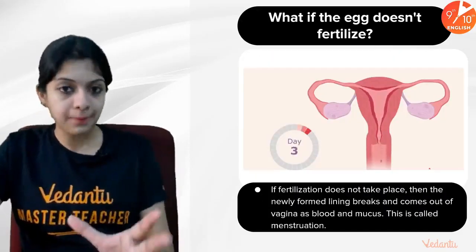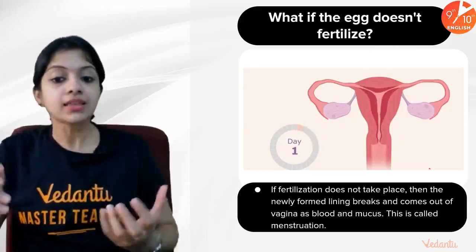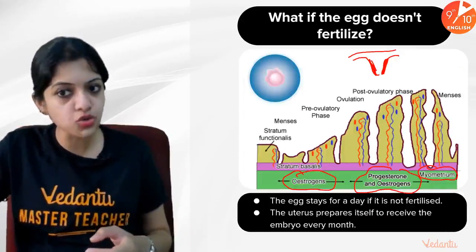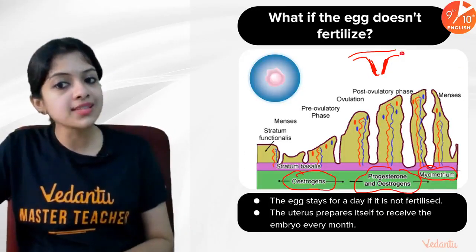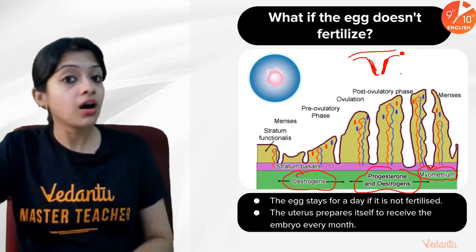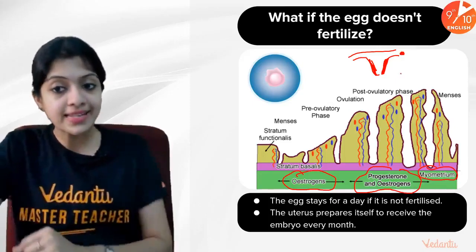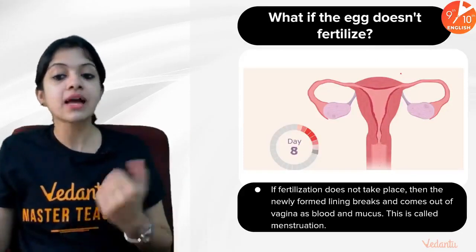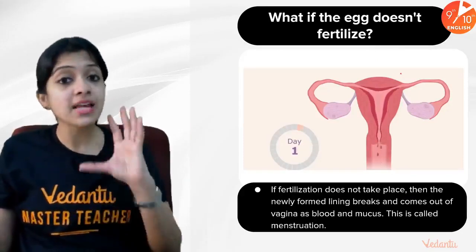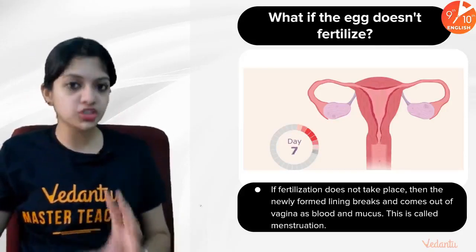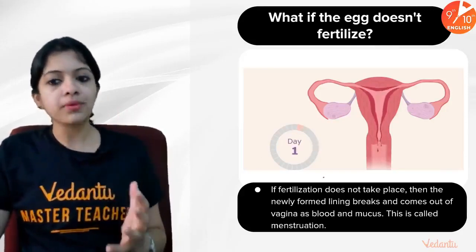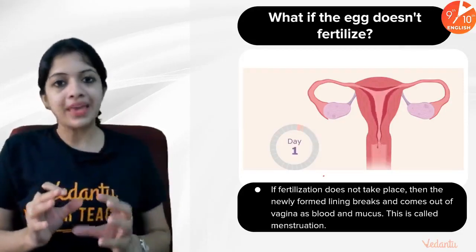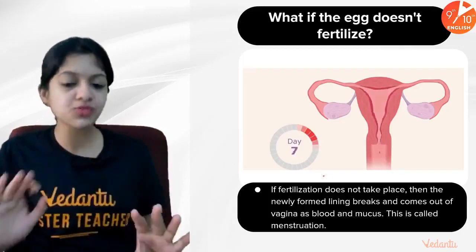So here, if fertilization doesn't take place, the newly formed lining, the one that I just drew, along with this ovum, which has been formed by the ovary and released in the fallopian tube, breaks down and comes out of the vagina as blood and mucus. This process is called menstruation. This occurs roughly every 28 to 30 days in a female. Roughly 28 days is what they say.